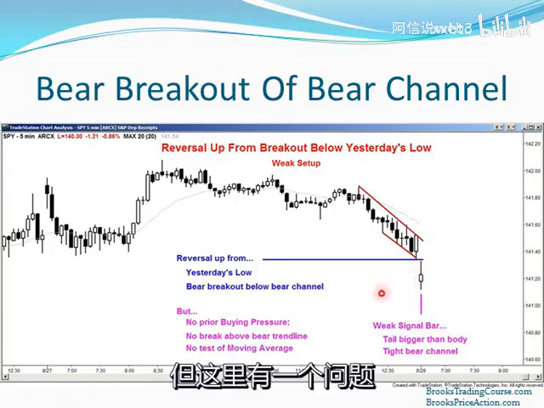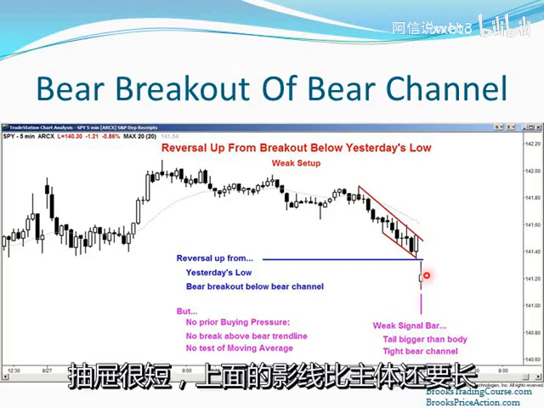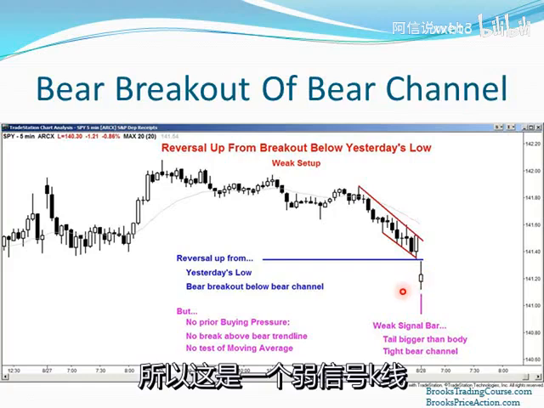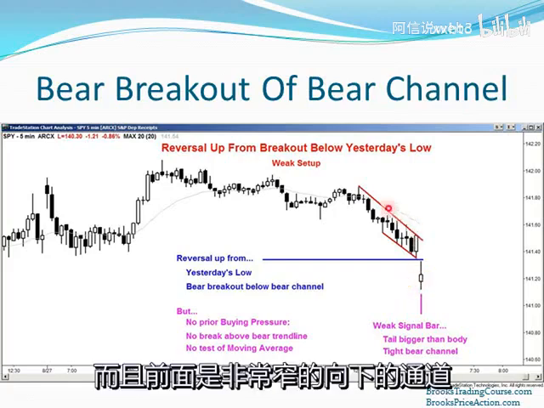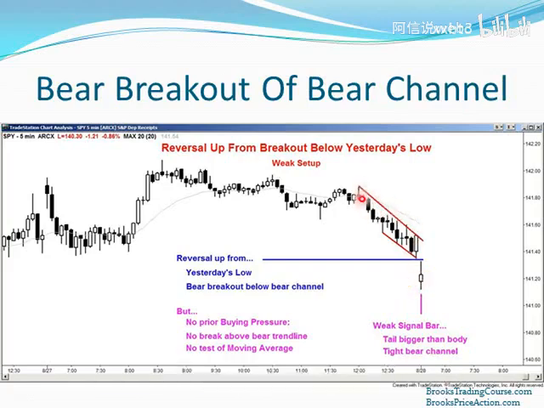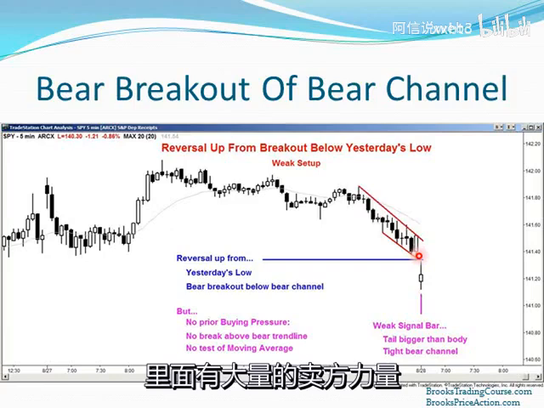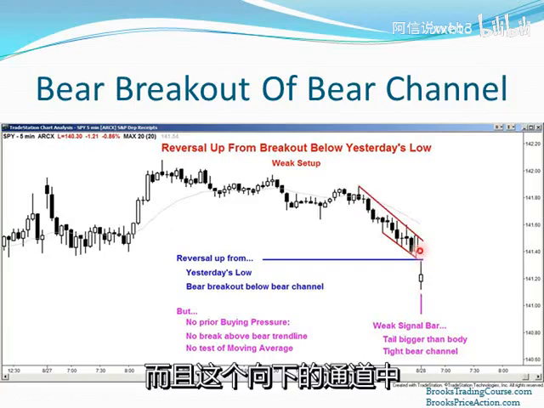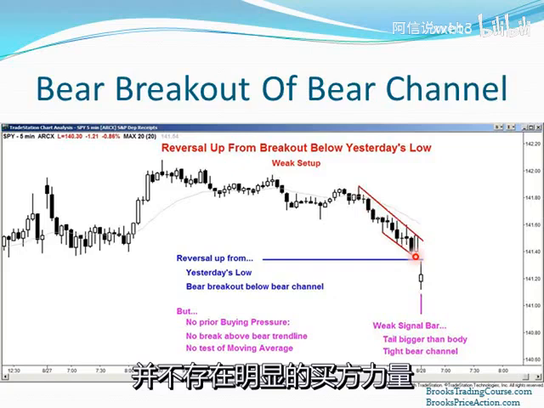But we have some problems here. Look at the signal bar. A small body, the tail on top is bigger than the body, so that's a weak signal bar. Also, it's following a very tight bear channel with very strong selling pressure. Also, there's no prior significant buying pressure in this bear channel.